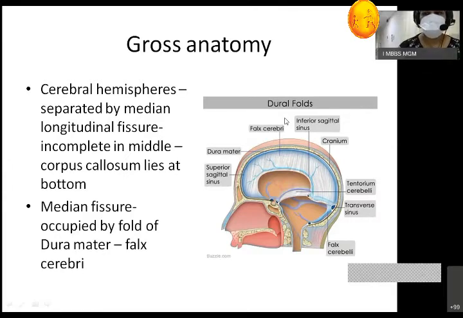Okay, so these are the four folds of the dura mater. These dural folds as well as the sinuses contained within them are very important from a question point of view. Dural folds as well as sinuses might come as a diagram drawing or as a short note. So this was how these cerebral hemispheres are separated.